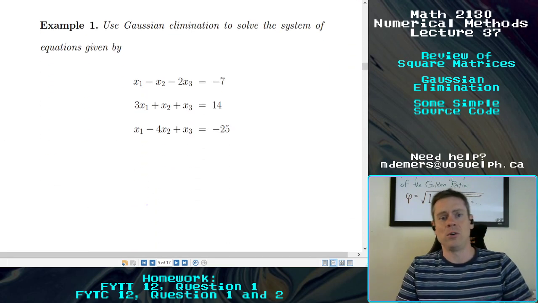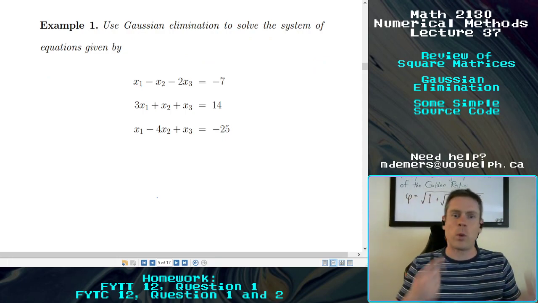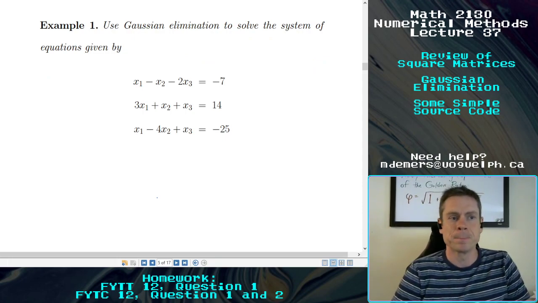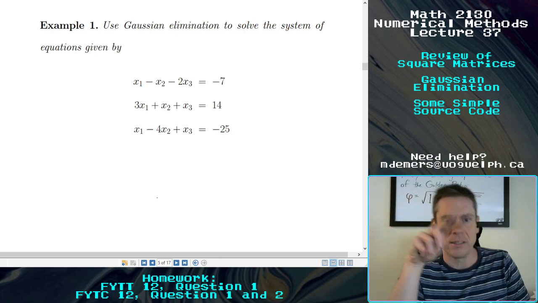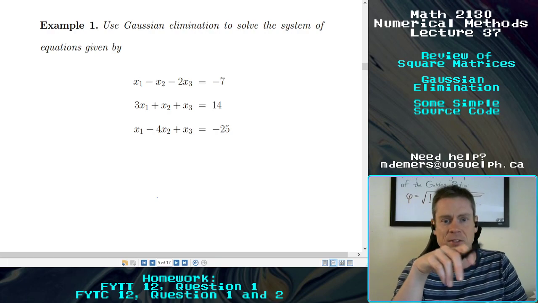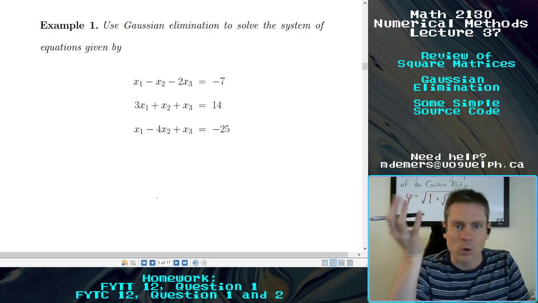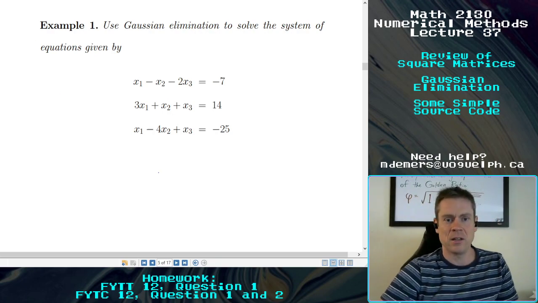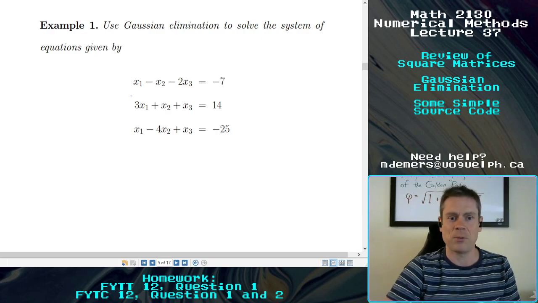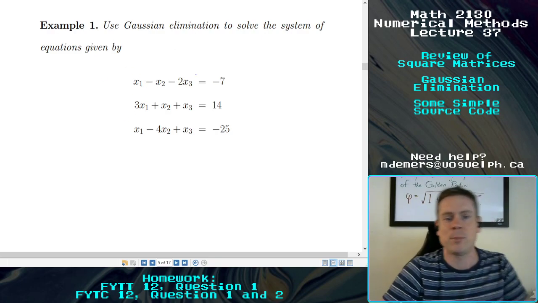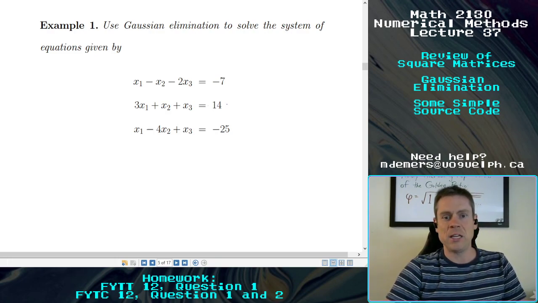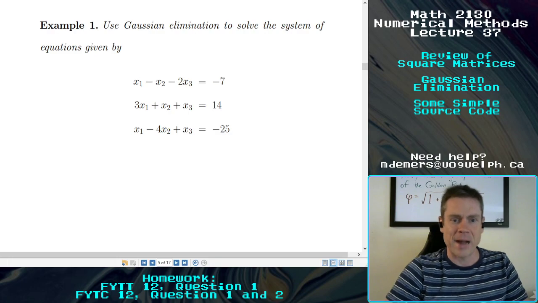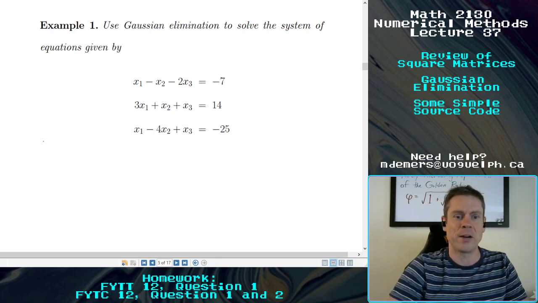Okay, so let's understand how this works though. We want to do it in a sequential format wherever possible, instead of thinking of doing random operations here and there. Let's use Gaussian elimination to solve this system. Again, hopefully this is review. We're going to solve the system of equations given by x1 minus x2 minus 2x3 equals minus 7, 3x1 plus x2 plus x3 equals 14, x1 minus 4x2 plus x3 equals minus 25.